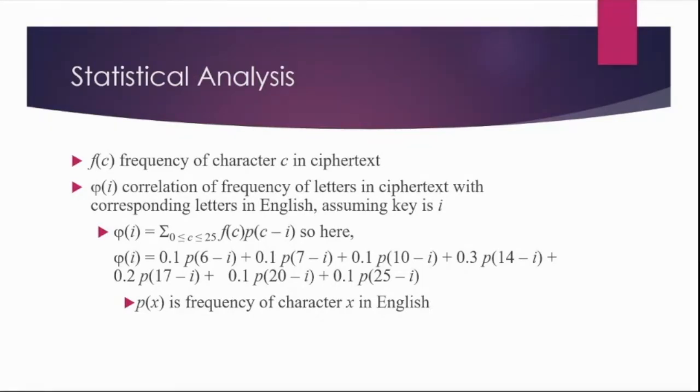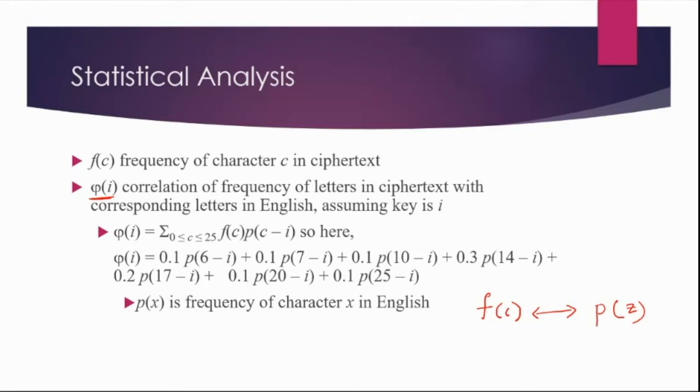So f of C we have already found for each character. We got the frequency of each character in the ciphertext. Now we have to find out phi I. Now what is phi I? Phi I is a correlation between the frequency of characters present in the ciphertext and the frequency of its corresponding letter in English. Let me call it Z, suppose.